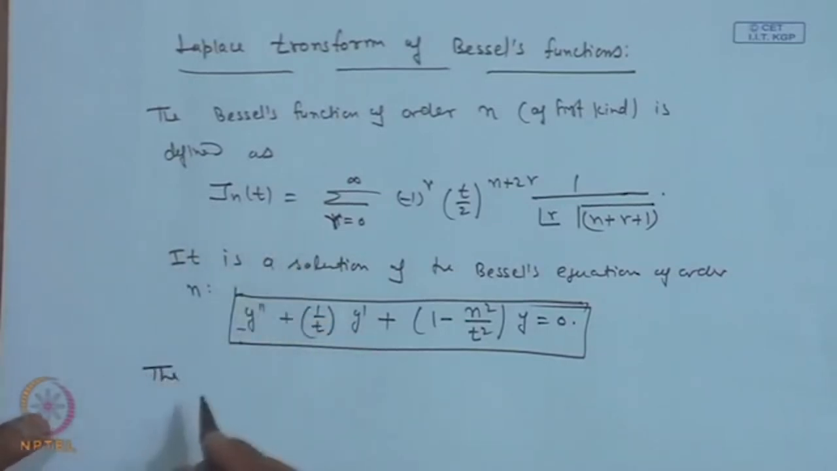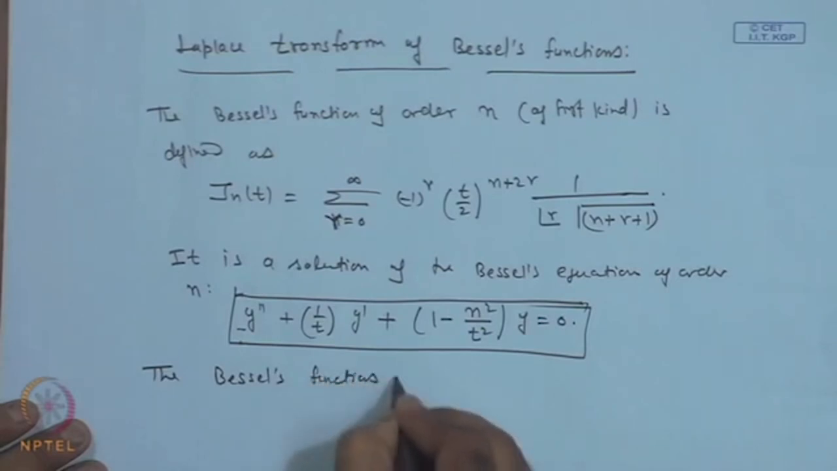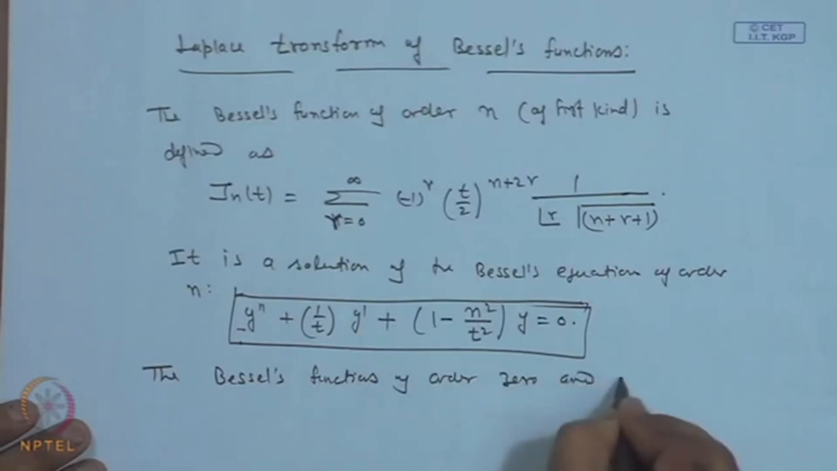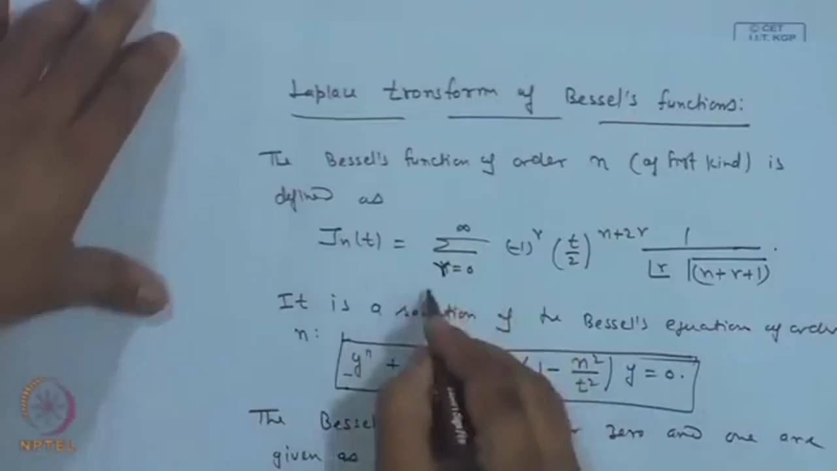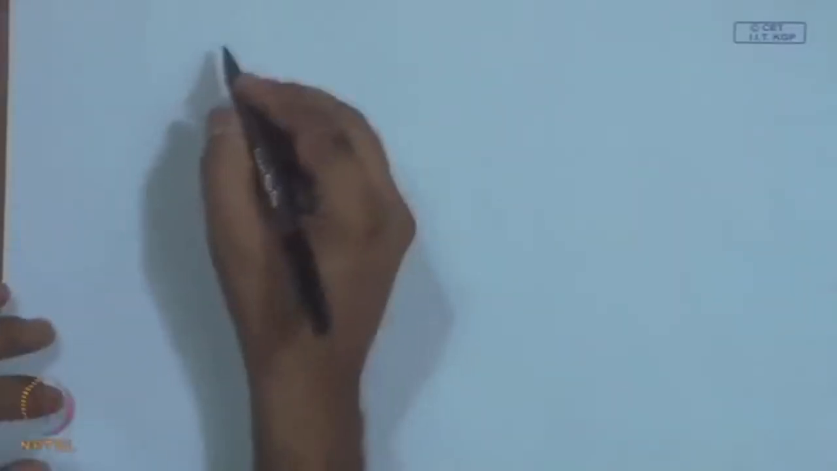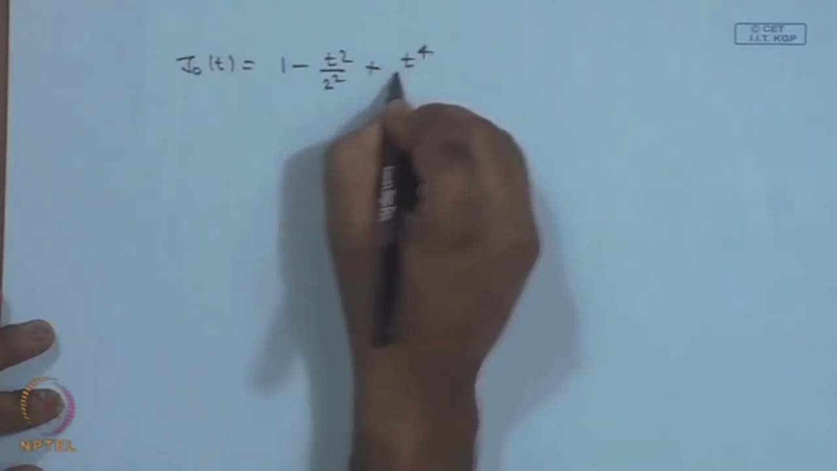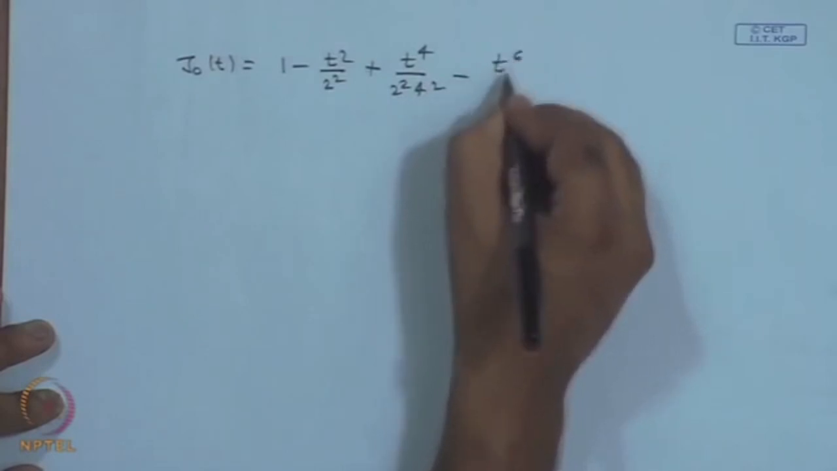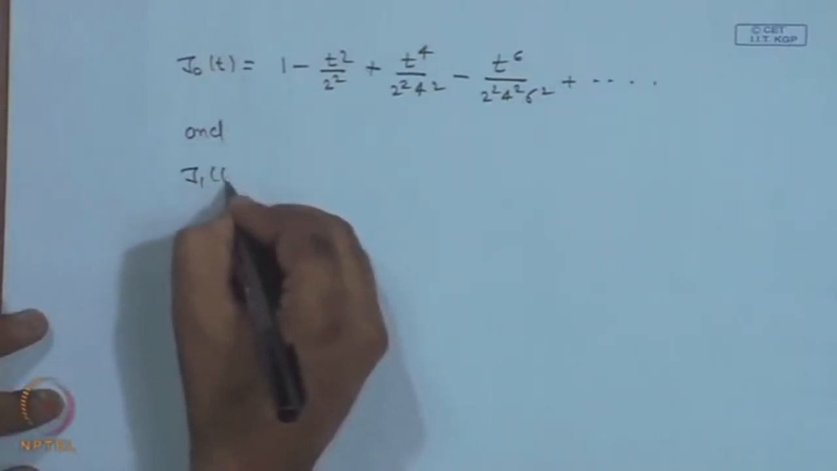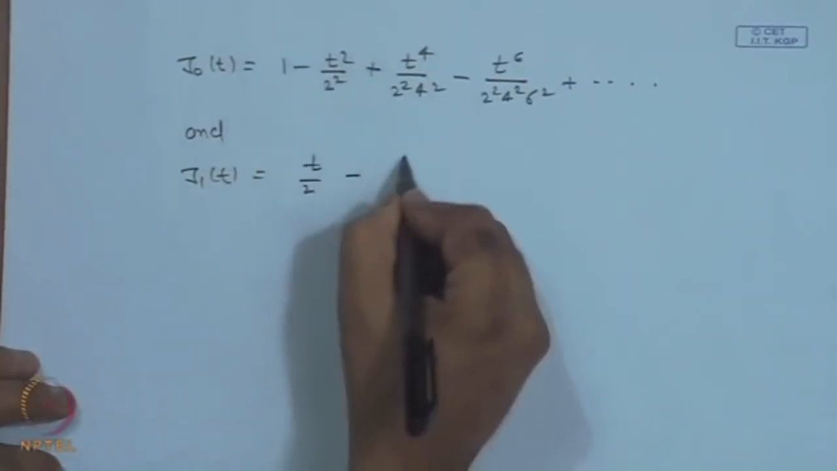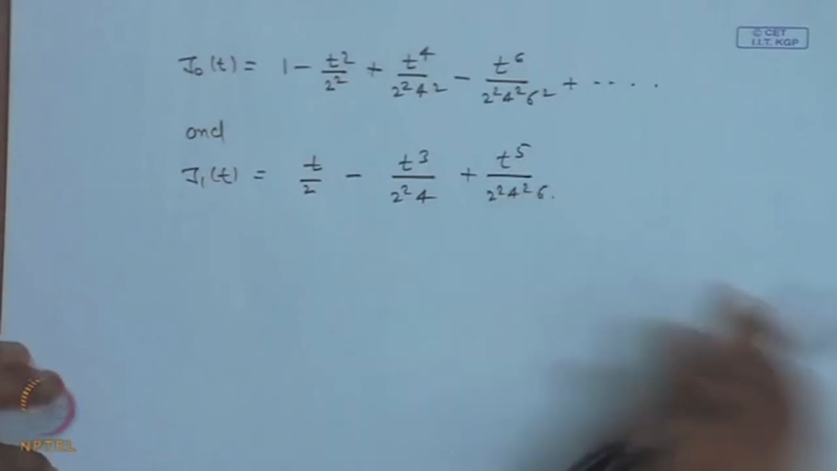So, here of our interest are two functions, of order 0 and 1. The Bessel's functions of order 0 and 1 are given as follows, so open this sum for n equal to 0 and 1. We will get J 0 t is 1 minus t square over 2 square plus t to the 4 over 2 square 4 square minus t to the 6 over 2 square 4 square and 6 square, and J 1 t is t over 2 minus t cube over 2 square 4 plus t to the 5 over 2 square 4 square and 6, and so on.